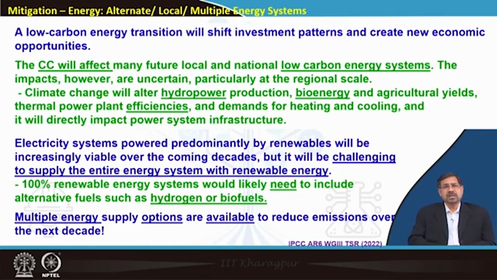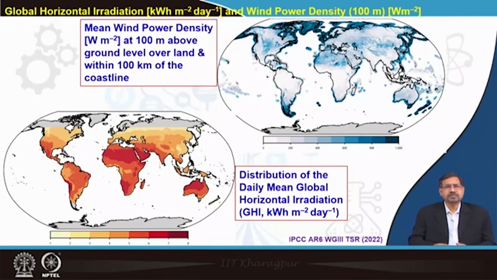So, multiple energy supply options are available to reduce emissions over the next decade. So, we have to go for multiple energy supply options. Whatever is coming from various alternate green energy sources, wind, solar, hydrogen, biofuels, all the multiple options, we have to take care of, integrate, and use cumulatively, so that we can nearly meet the entire energy requirement of the globe and humanity.